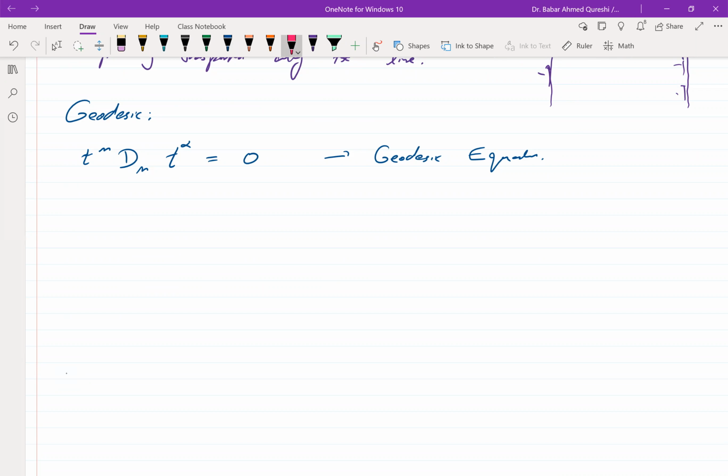When I open it up, I get dx^mu over d beta, d by dx^mu of dx^alpha over d beta, plus dx^mu over d beta, gamma alpha mu.